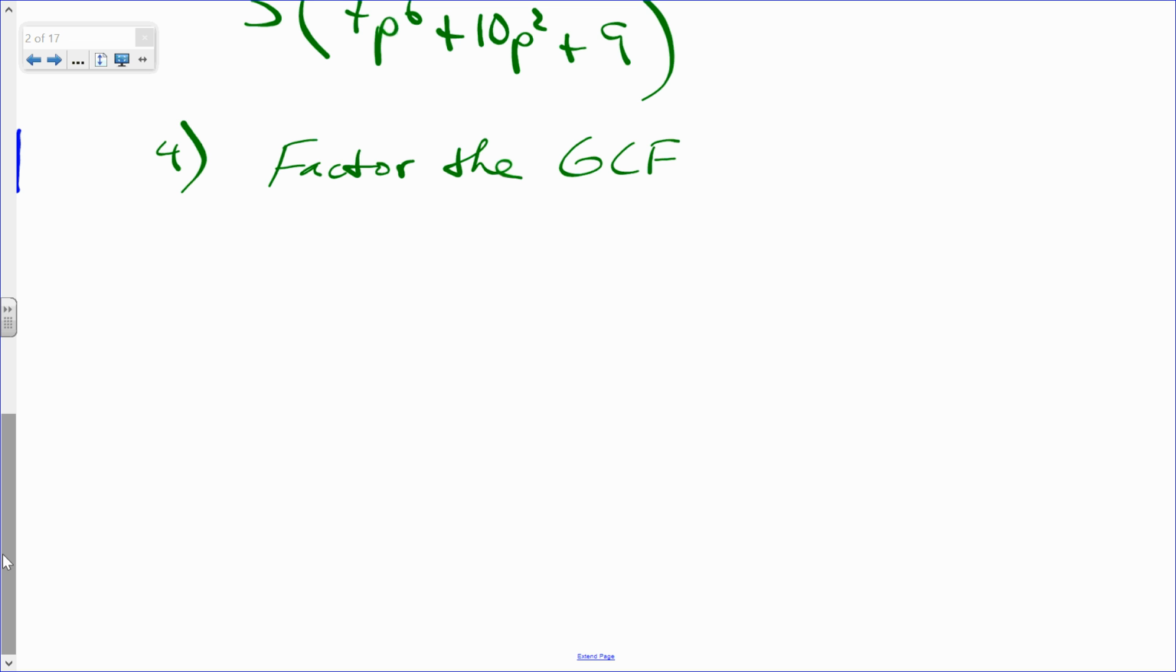Here we go. Let's go ahead and do this one. 20x to the 4th minus 30x plus 30. Find that one for me. Go ahead and factor out the GCF there.